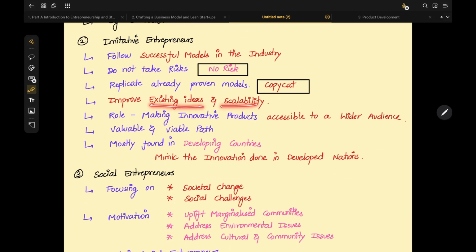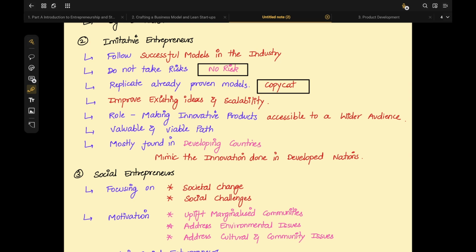Improve existing ideas and scalability. There will be an idea, and I will not use it same to same. I will make some changes. I will make some small improvements, and then I will sell it to the people. And then the role. What is the role of the imitative entrepreneur? What are they doing? They will make innovative products accessible to a wider audience. For example, Apple is an innovator. Apple will bring any new feature, but that will be very costly for normal people. For normal people, it will not be affordable.